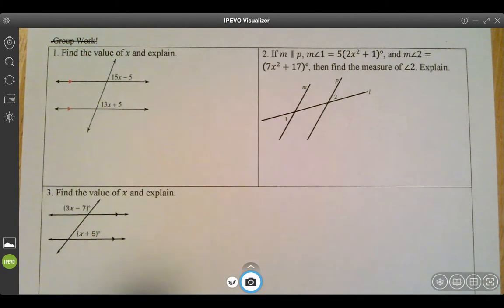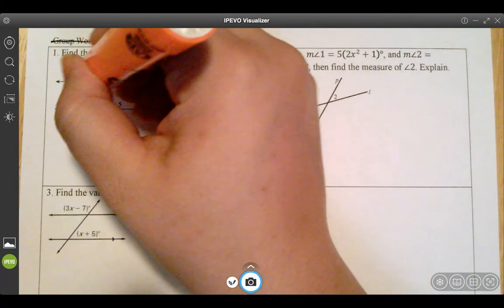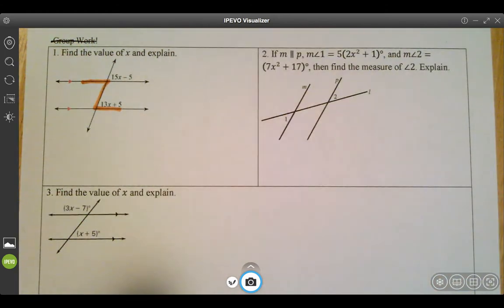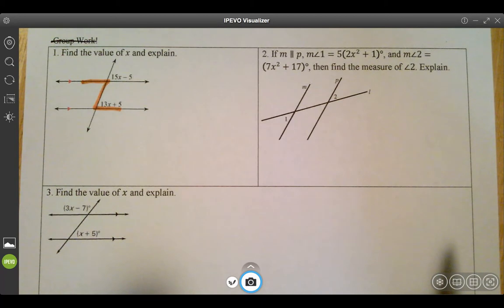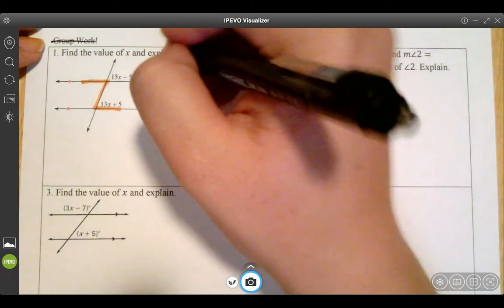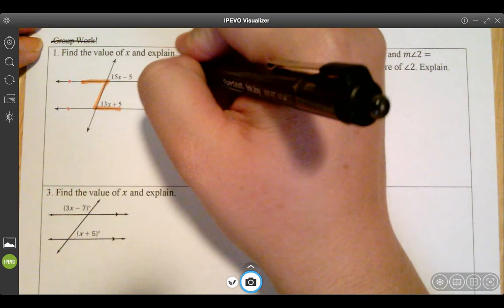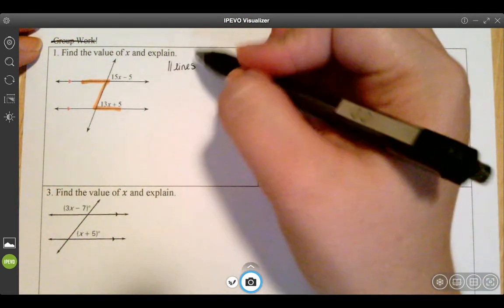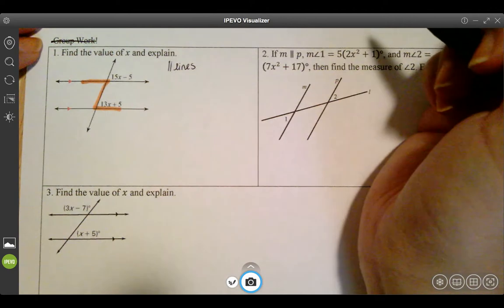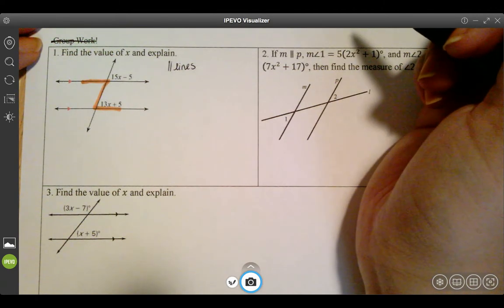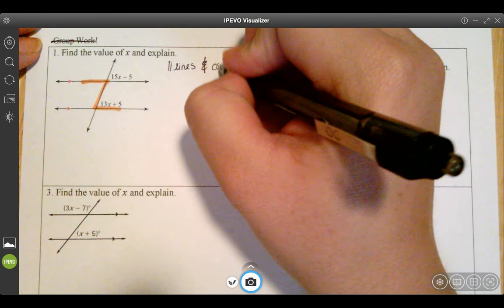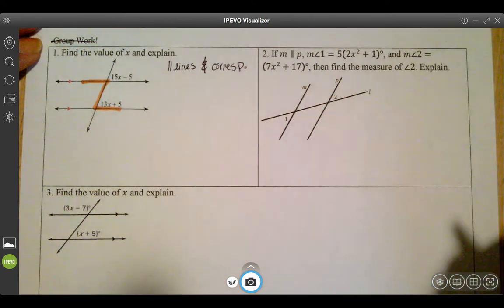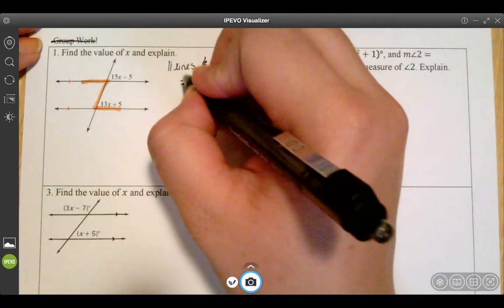First thing I'm going to do, I said these are parallel, so I'm going to draw my z. And I recognize that these are corresponding angles. So these are parallel lines, and you don't have to write this every time, but I want to make sure that you recognize that these properties only work for parallel lines. If the lines are not parallel, then we do not have these same congruencies. So parallel lines and corresponding angles means they are congruent.